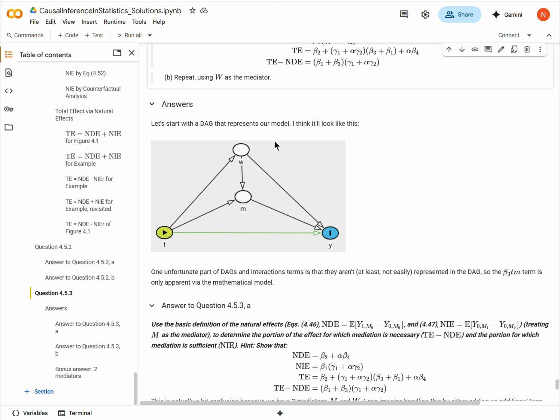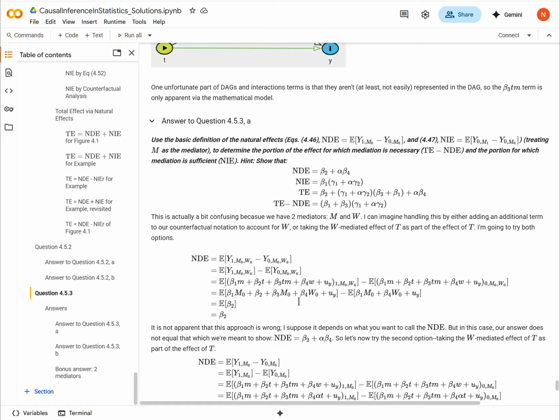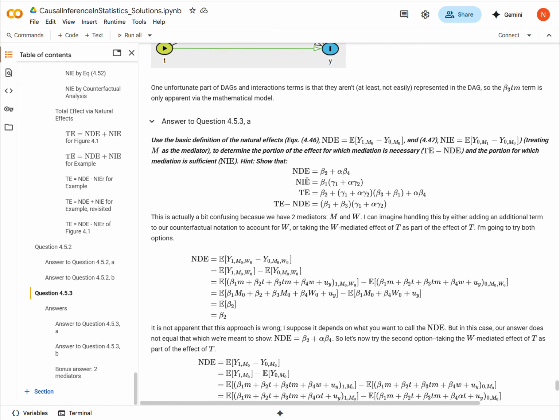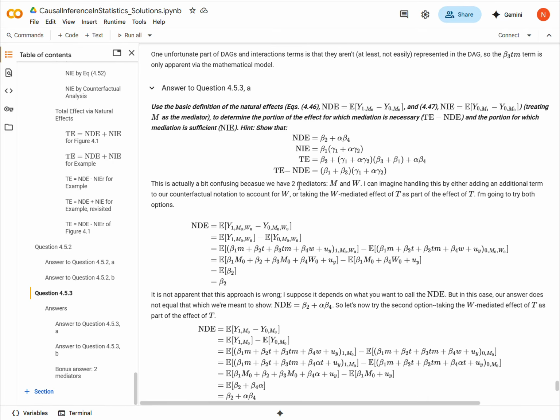All right. So just starting with part A, I just told you that we're going to use M as the mediator and then W. But when I was first doing this, it was unclear to me which we were supposed to use as the mediator, because both M and W are mediators. And so I first set about solving for the NDE using an additional term for the W.